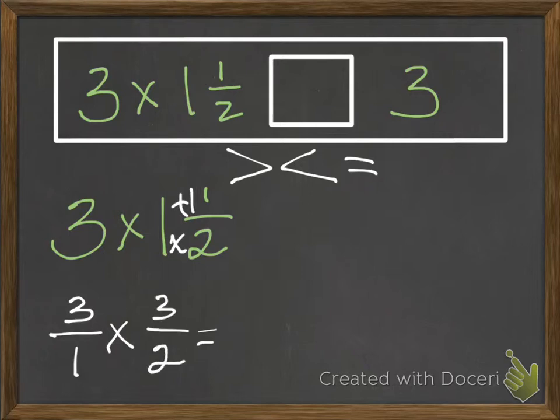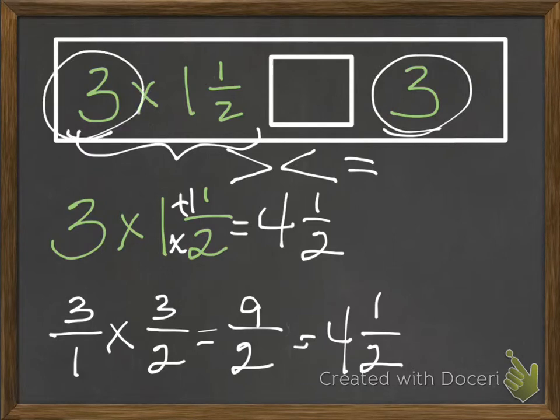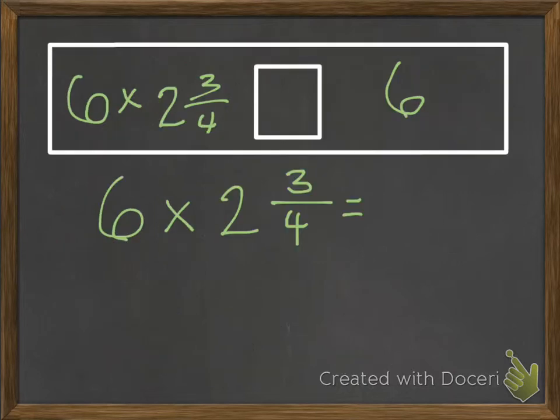Then I multiply my numerators. 3 times 3 is 9, 1 times 2 is 2. Then I divide out, 9 divided by 2, 4 1/2 is my answer. So that equals 4 1/2. That is greater than the number 3 that we started with. So it will be bigger. So when you multiply times a mixed number like 1 1/2, your answer is going to be bigger than what you started with. Let's see that one more time.